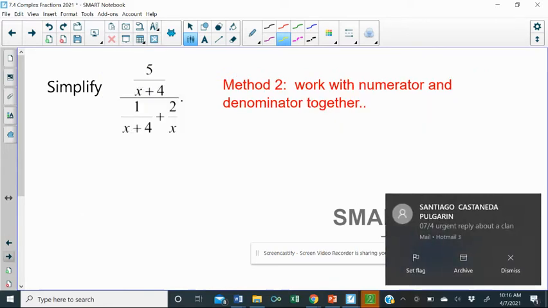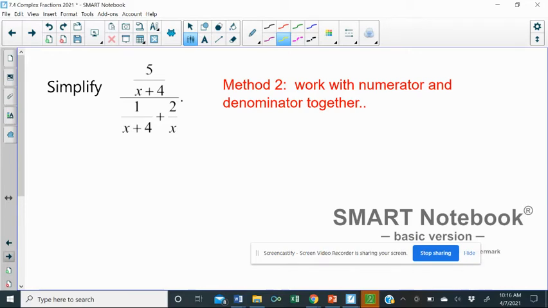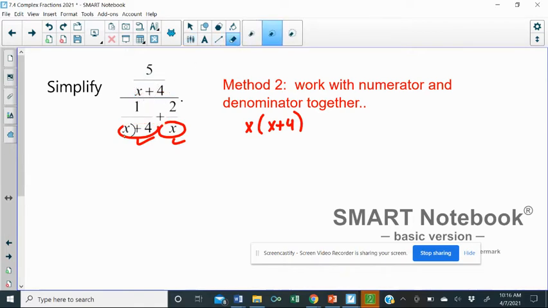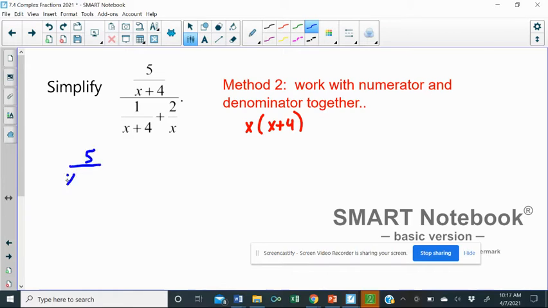Method 2. Work with the numerator and denominator together. If I take a look, here are my 3 denominators. So it's still going to be x times x plus 4. x plus 4 is taken care of here, and the x is here. So I'm going to work with each piece and multiply it out. Hopefully at some point you don't necessarily have to do this, but I'm going to show out each piece. So multiply my numerator times my lowest common denominator and simplify.